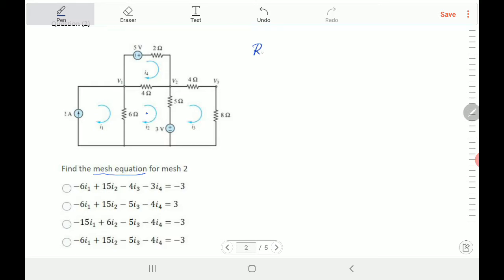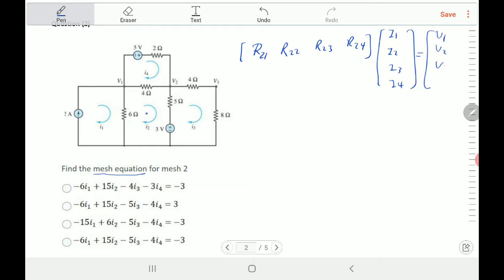You will start, if you remember the matrix, R21, R22, R23, R24, because we have 4, multiplied by I1, I2, I3, I4, should be equal to V1, V2, V3, V4. Of course, when you multiply R times I, you get V2, so you don't have to write all the things. So actually it's equal to one element only, which is V2.